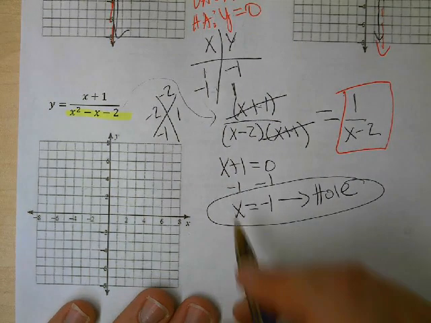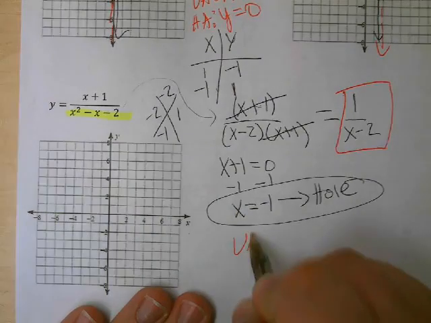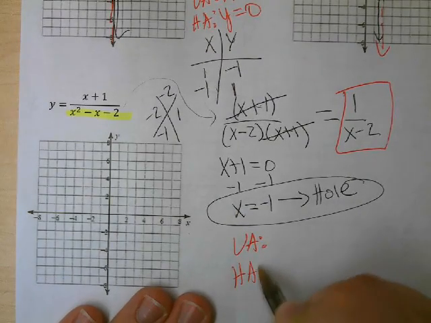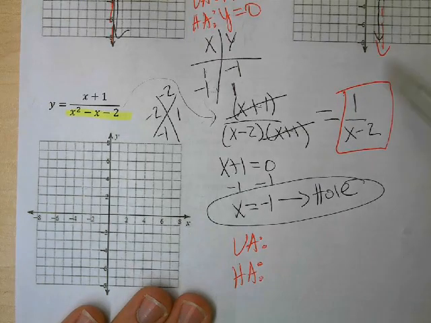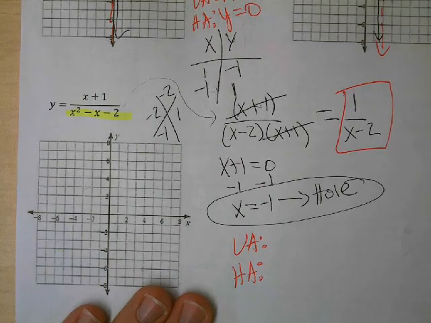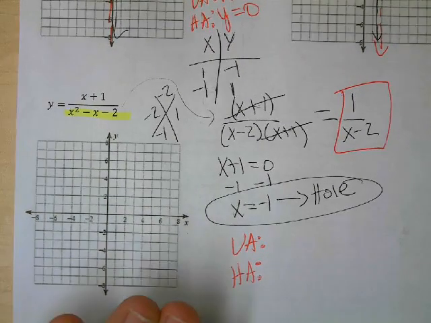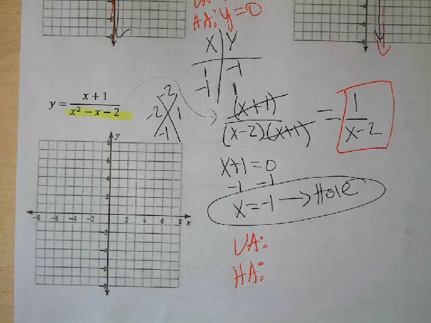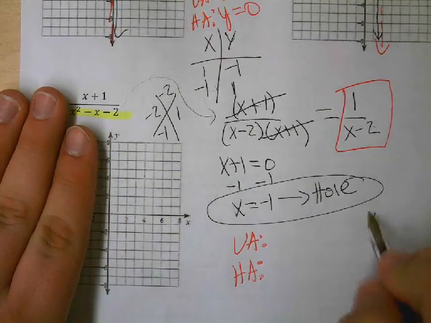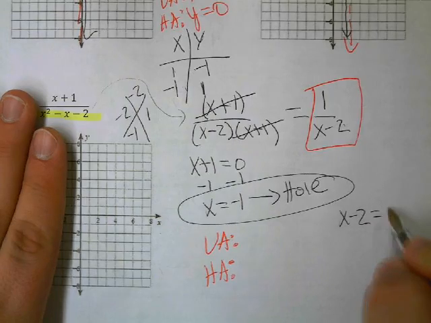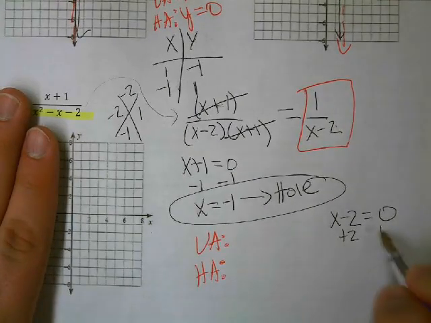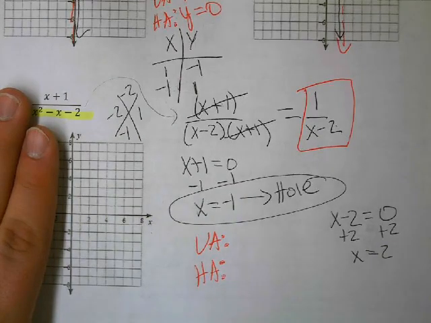So now I'm ready to determine where my vertical asymptote is and my horizontal asymptote is. How do I find my vertical asymptote? Do you guys remember? Look at the front. That's the rule. How do you find the vertical asymptote? Yeah, set the denominator equal to 0. Good job. So I'm just going to do that. So x minus 2 equals 0. Add 2 to both sides. I'm going to get x equals a positive 2 for my vertical asymptote.